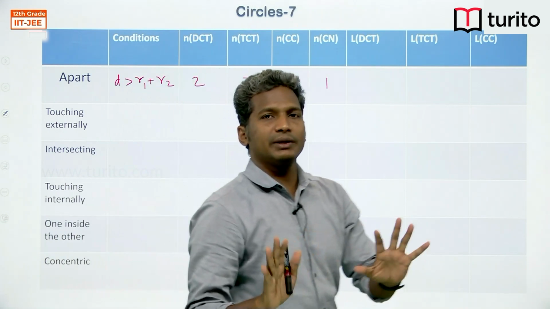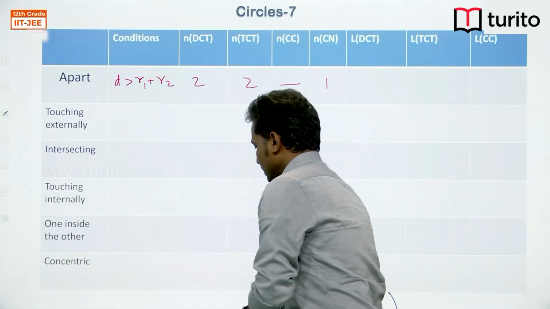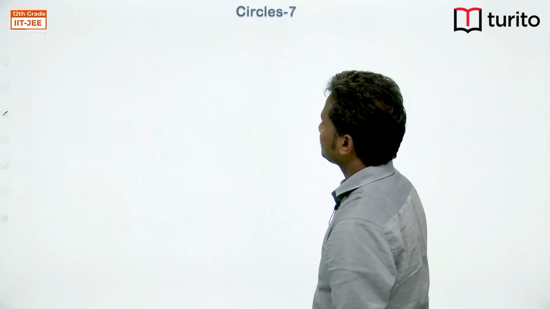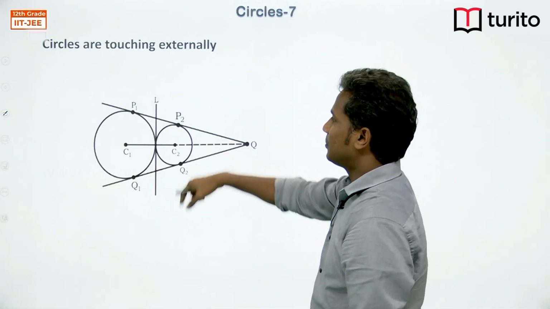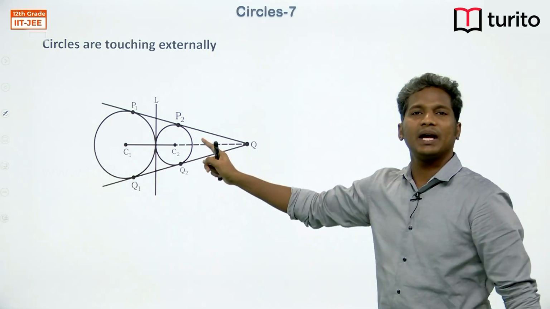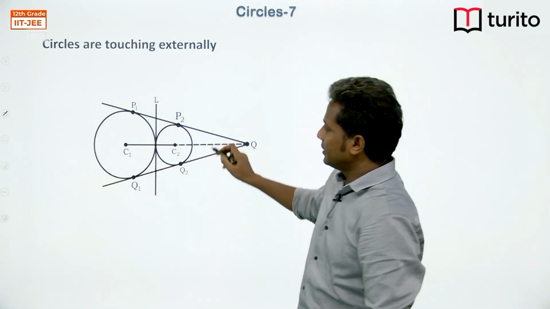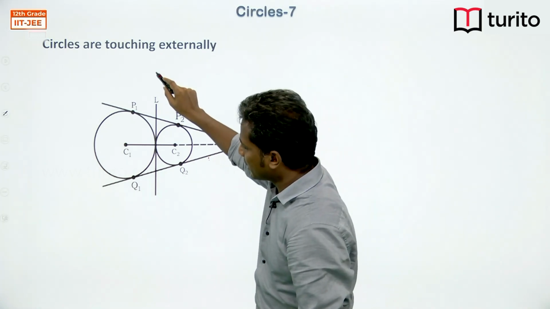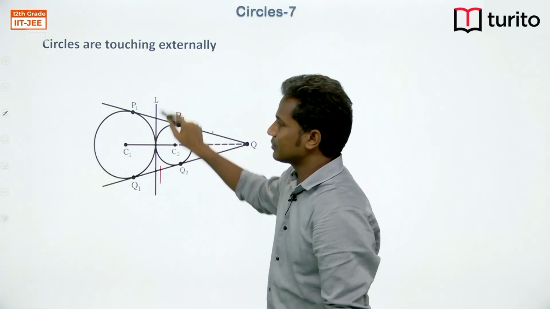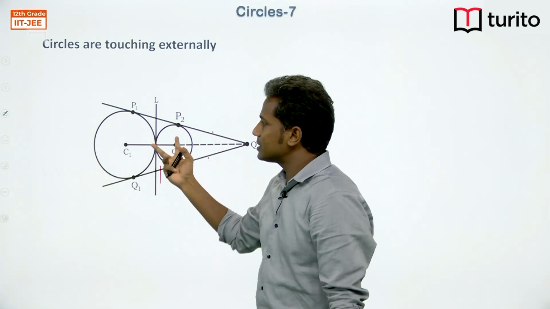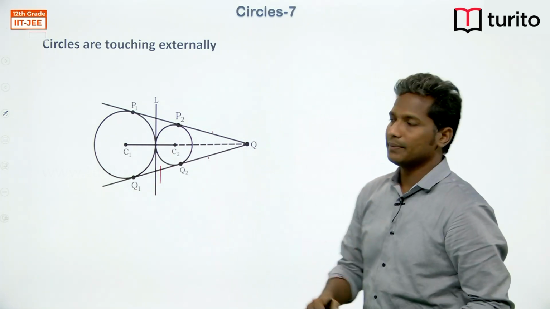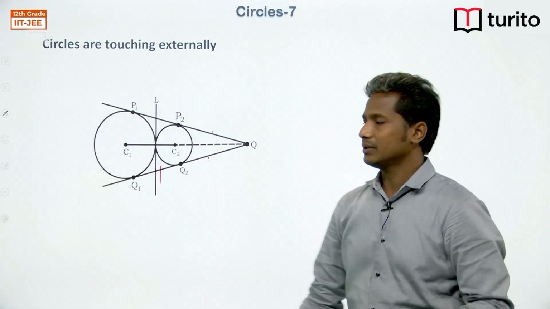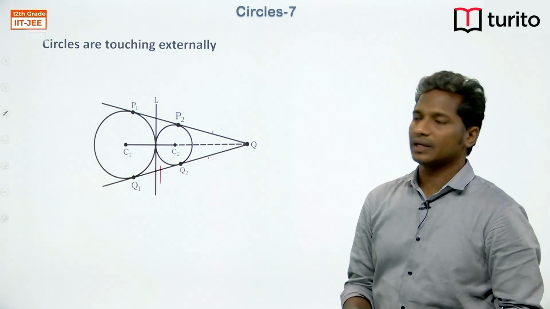So, you might have already worked it out in rough work. Let us take that case with the diagram. If circles are touching externally, then two direct common tangents are possible and there is only one transverse common tangent, which passes between the circles. Common chord is not possible, common normal is only 1. So, with the diagram we can observe like this.